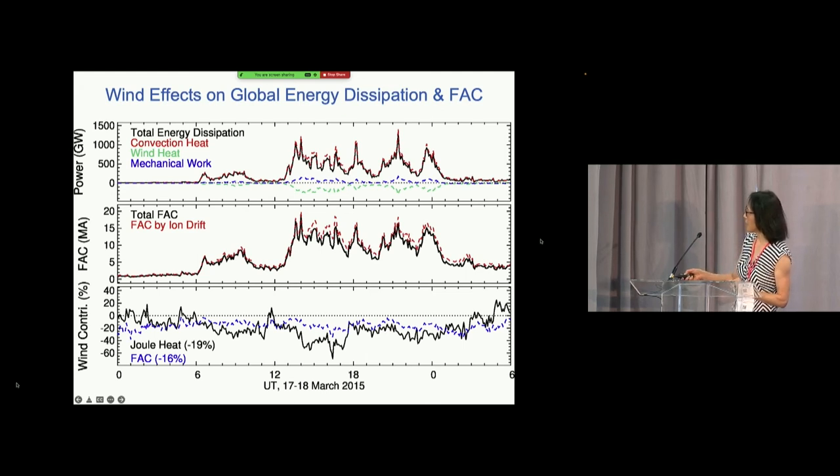Overall, you can see that they vary a little bit over these storm intervals, but in general there is about a 19% reduction for Joule heating and about a 16% reduction for field-aligned current. Again, I have to clarify that this really depends on the event you're looking at. For different IMF orientations, different background and season conditions, the neutral wind contribution might be different. Okay, so that's all. Thank you.